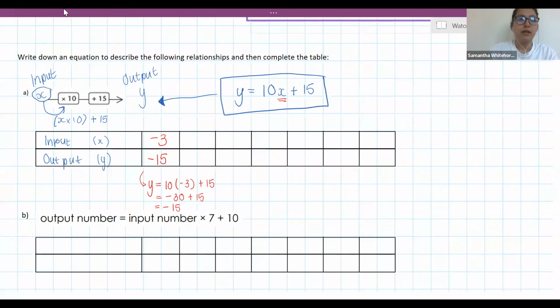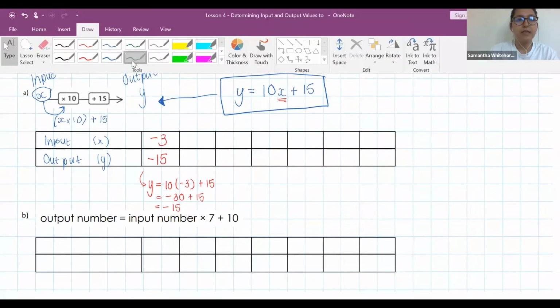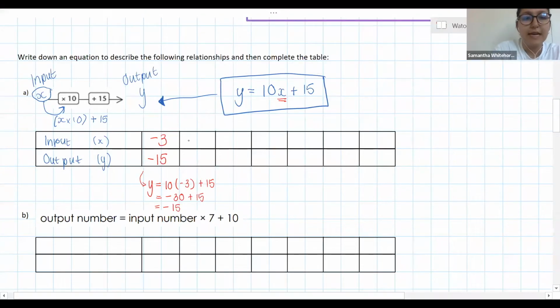Alrighty, let's try another input value. Let's say my input value was 2. I'm going to give you all a second or two to give it a go and work out what your output value is. You can put it in the chat or you are welcome to raise your hand, but I would like to know what the output value is when the input is 2.